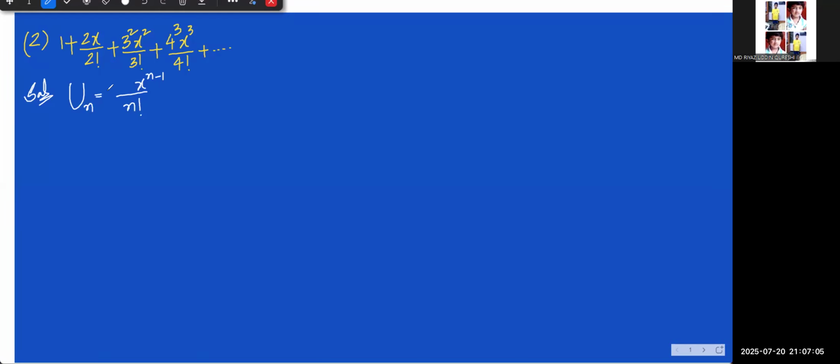Any number power 0 is 1. 1 can be written as n power 0, which means n minus 1. This is your un value. See how I am getting that? 4 factorial, 3 factorial, 2 factorial, 0 factorial is 1.